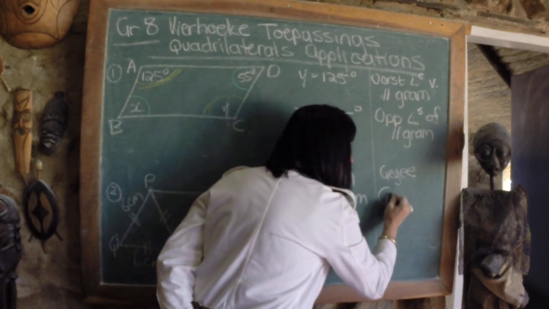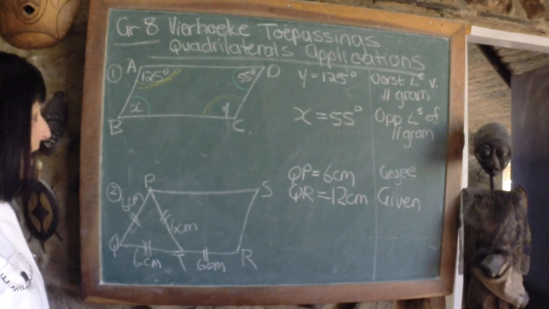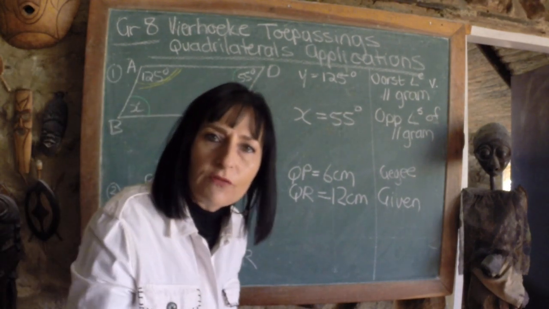Want dit is gegee. It's mos given. You can see it over there. It's given. Now, we go to the properties of a parallelogram.